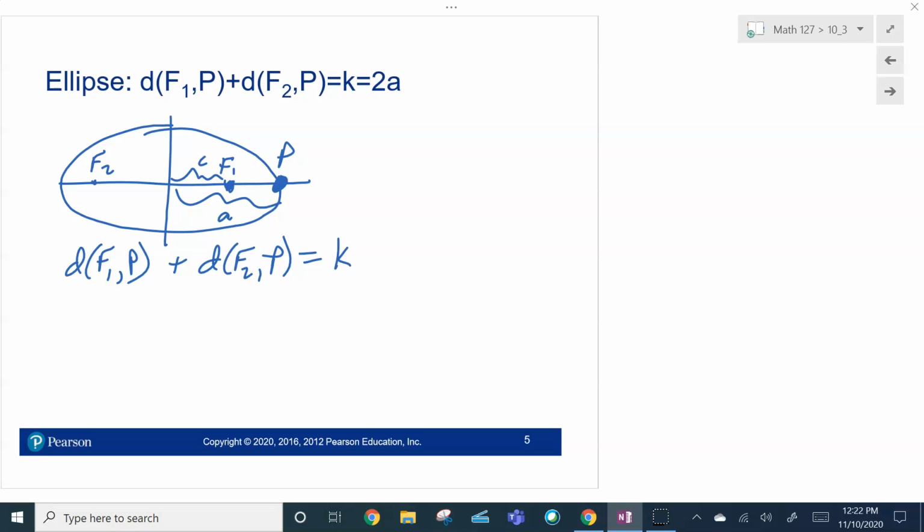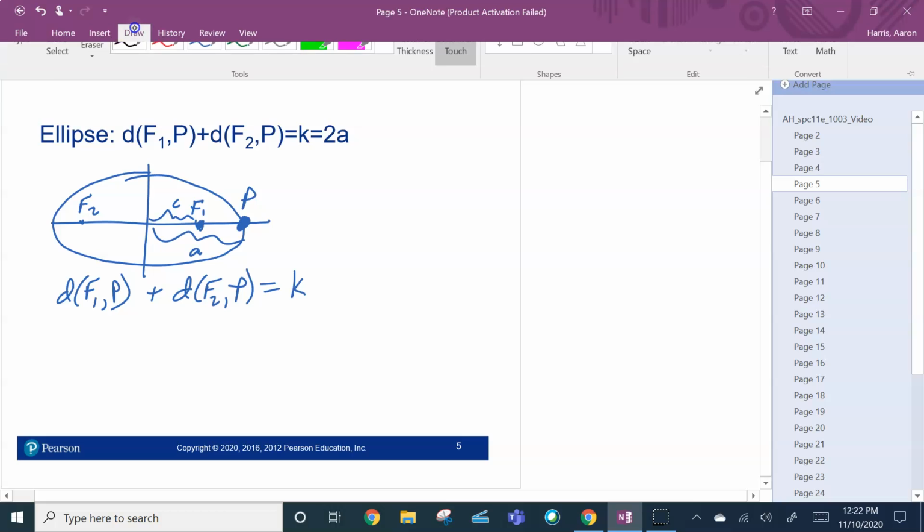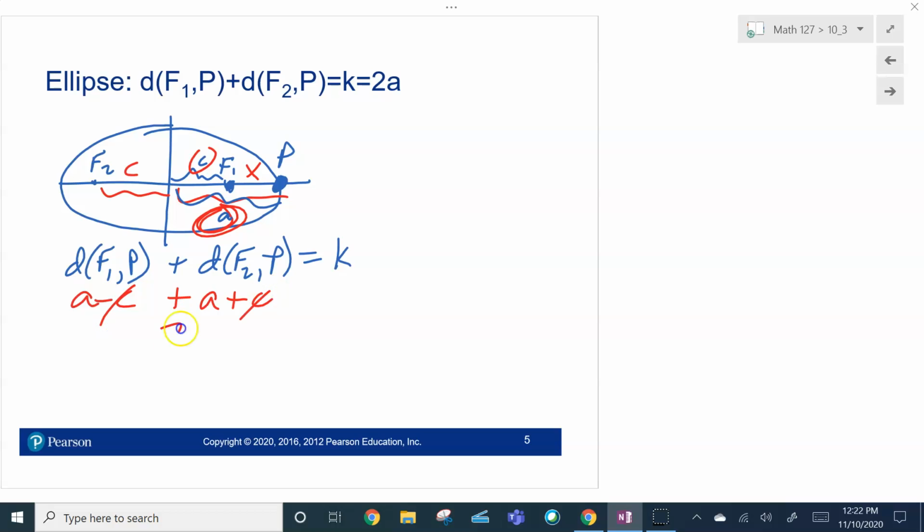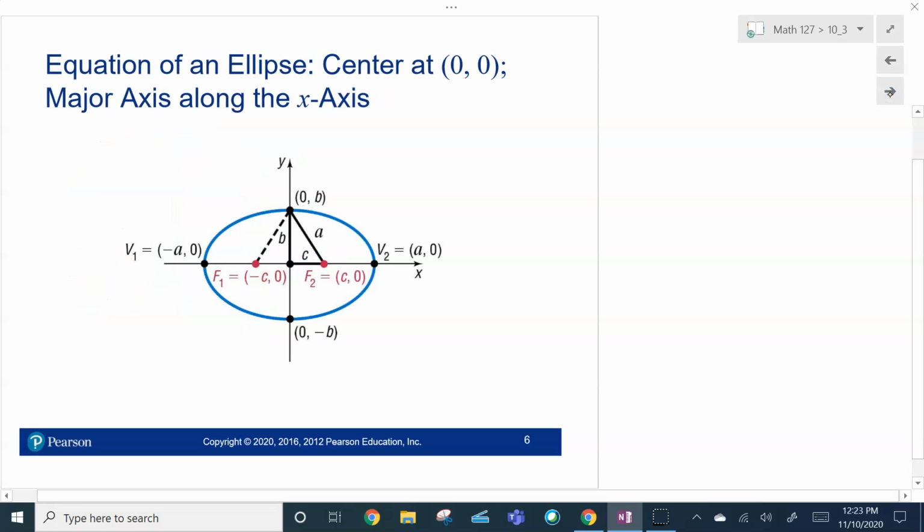Well, the distance from F1 to P, this distance right here, is a minus c. So that's a minus c. And then the distance from F2 to P is a, plus we know that the distance from the center to the focus is c, so a plus c. So the c's cancel, and this k distance is double a, 2 times a. Okay, that fixed constant. So that's one of the characteristics.